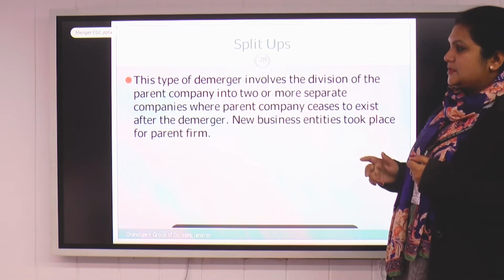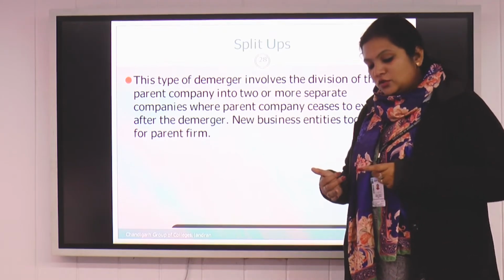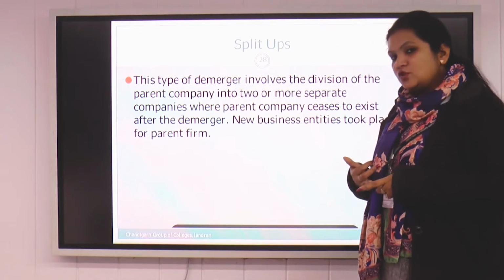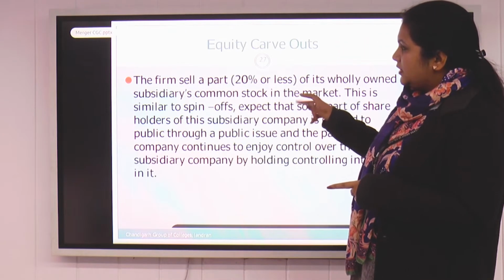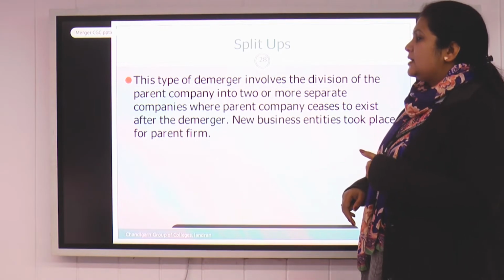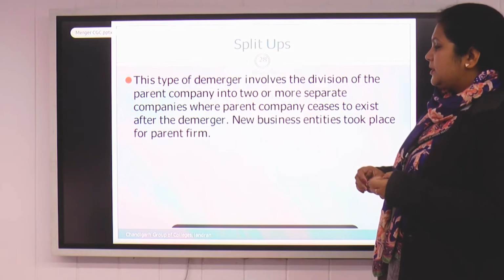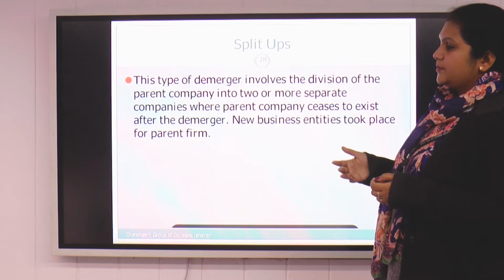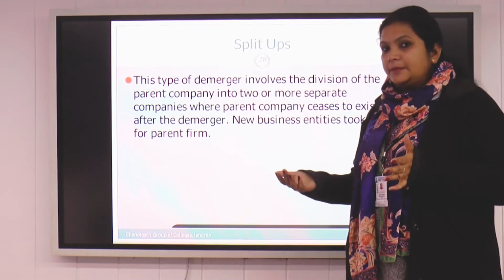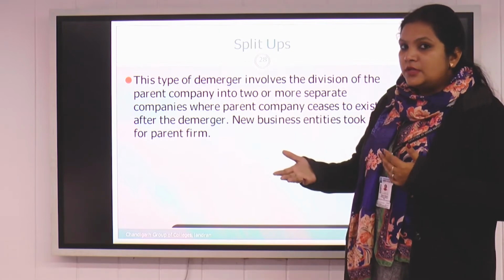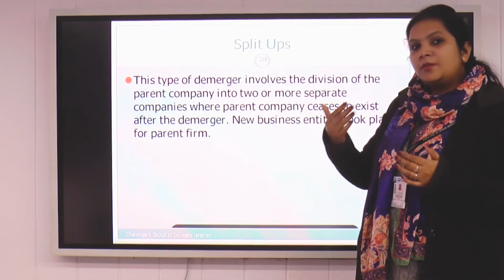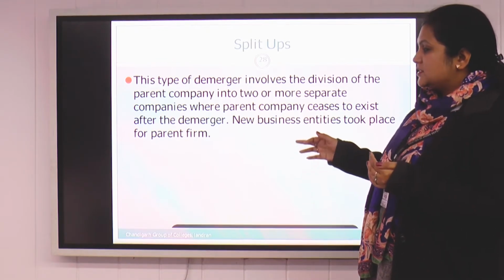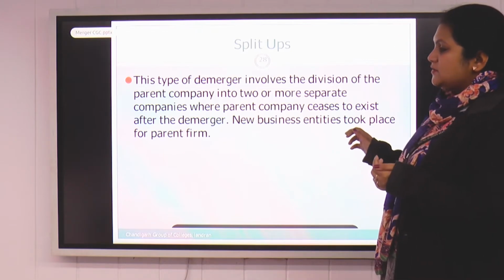Then is split-ups. Another type of demerger. We talked about demergers, spin-offs, equity carve-outs, and then split-ups. Split-ups are division of the parent company into two or more separate companies, where the parent company ceases to exist after demerger. In this, you have a parent company which you demerged into two or three different segments, and your parent company does not exist afterwards. That is, the parent company ceases to exist. The new business entities take the place of the parent.